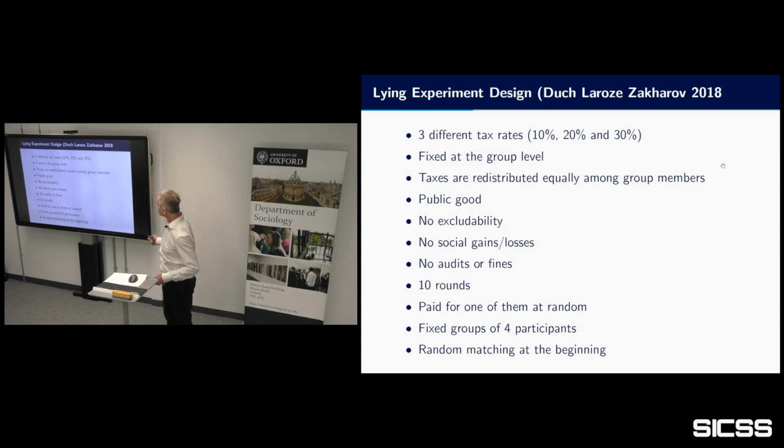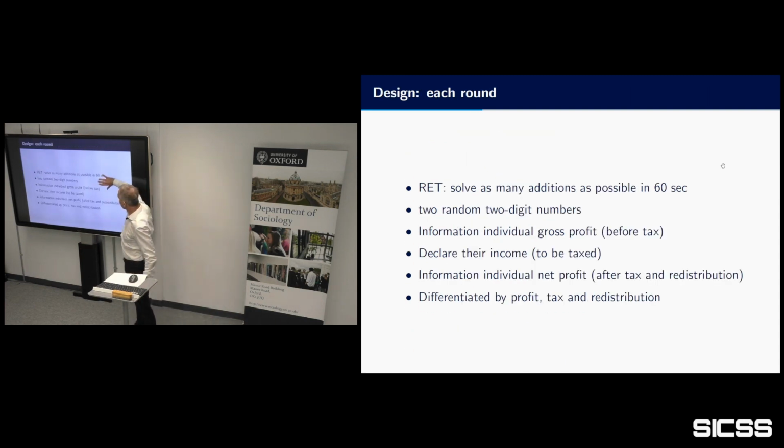So in each round, people add these two-digit numbers. They have 1 minute. The more numbers they add, the more money they make. They're then told how much money they've made, and then they have to declare their income. And then they're told what their total profit is. And their total profit equals how much they didn't declare, plus the equally shared tax revenues in their group of four. So the experiment's pretty simple.